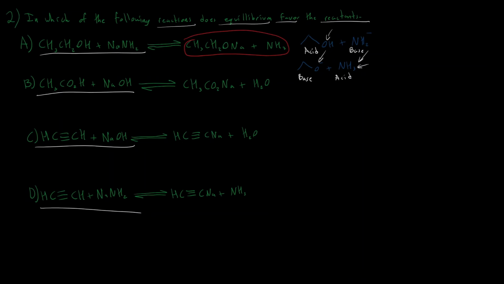In our second one, we have CH3CO2H and OH minus. And on the right side we have CH3CO2 minus and H2O. Now we can see that this is our acid, this is our base, this is our base, and this is our acid.